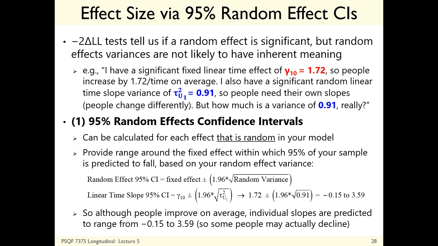So putting these numbers in for this example, fixed slope of 1.7 plus or minus 1.96 times the square root of the random slope variance. That gives me this interval, minus 0.15 to 3.59. So what that means then, that's an effect size of sorts for the slopes across people. On average, the slope is 1.7. But this model is telling me that across 95% of my sample, the individual slopes are predicted to range from minus 0.15 to 3.6.